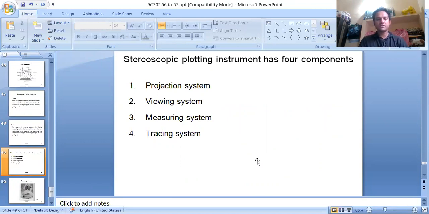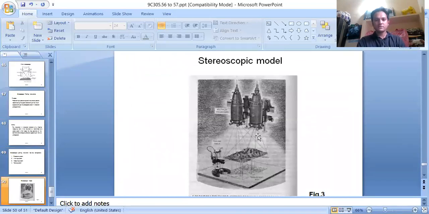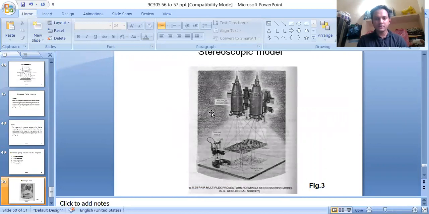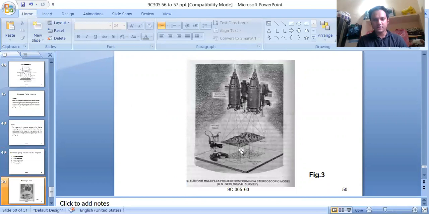A stereoscopic plotting instrument has four special components. Here, these are the components: projection system, viewing system, measuring system, and tracing system. This is the rough diagram for a stereoscopic model. Photographs are taken like this and we will get a fusion model here on the map bar.